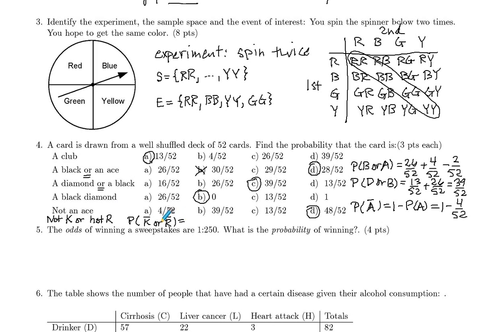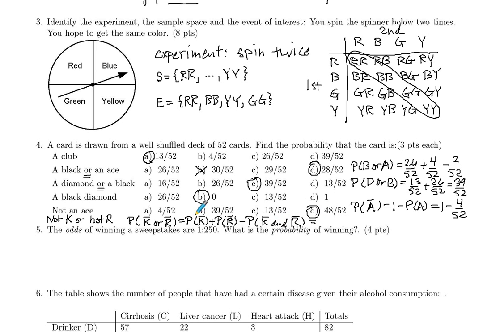Okay, well, this is addition rule, so this is going to be the probability that it's not a king plus the probability that it is not red, which means it's black, and then subtract out anything that gets double counted. So minus the probability that it's not a king and not red.